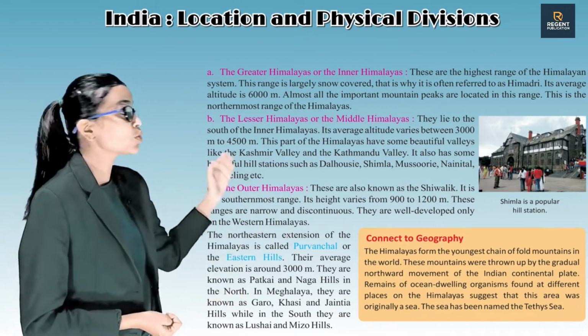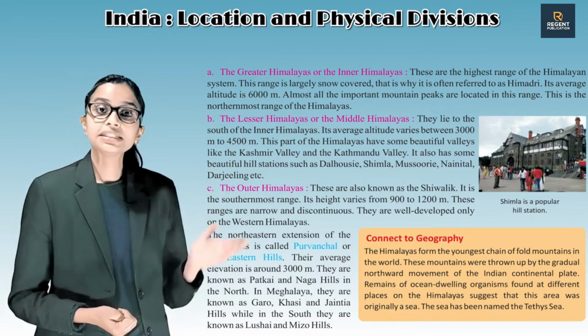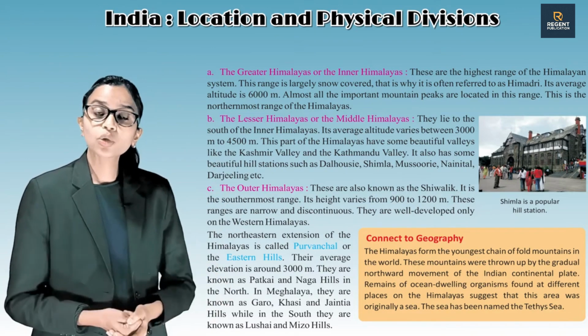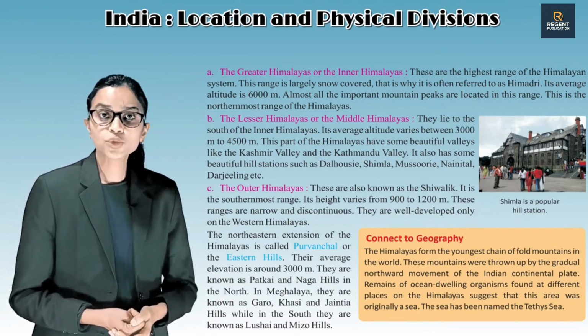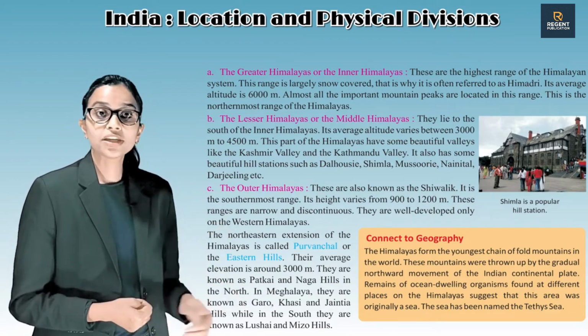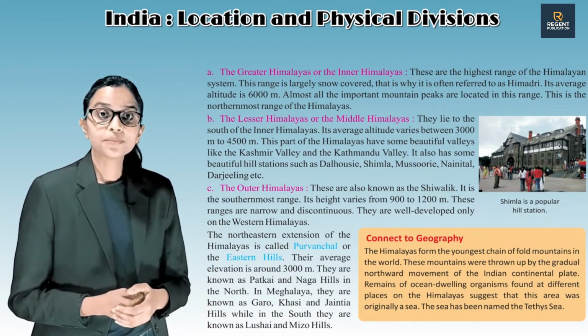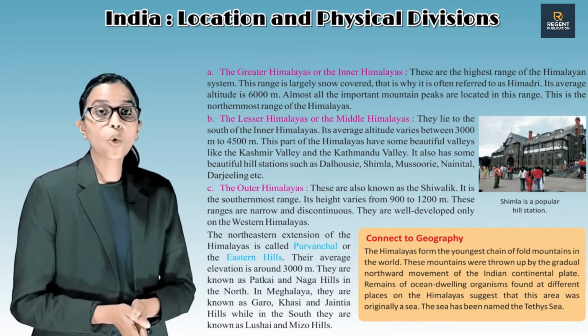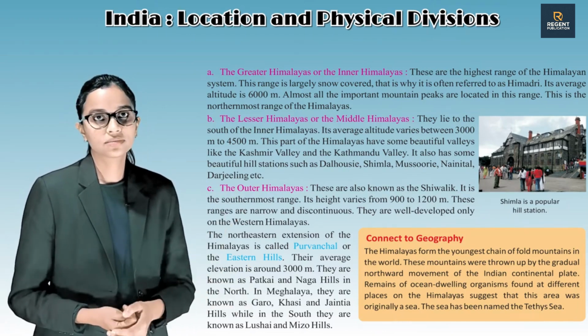C part is the Outer Himalayas. These are also known as the Shivalik. It is the southernmost range. Its height varies from 900 to 1,200 meters. These ranges are narrow and discontinuous. They were well developed only in the western Himalayas.